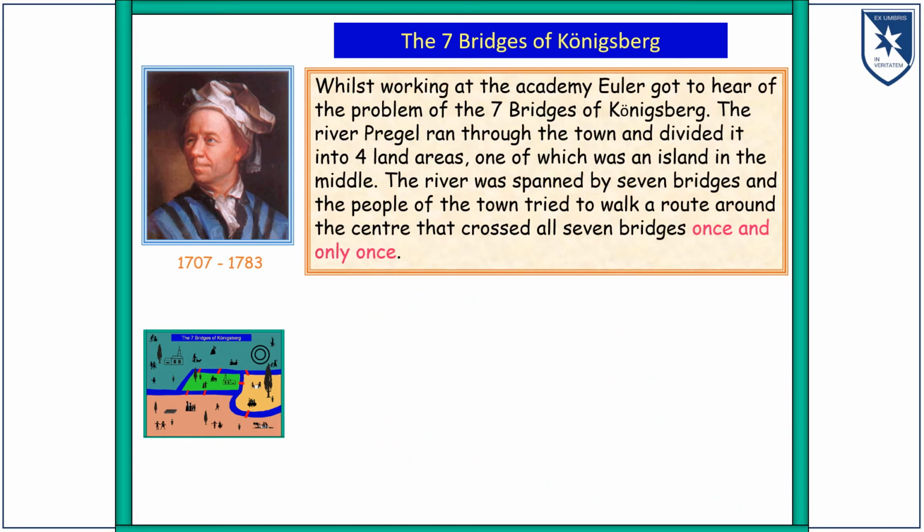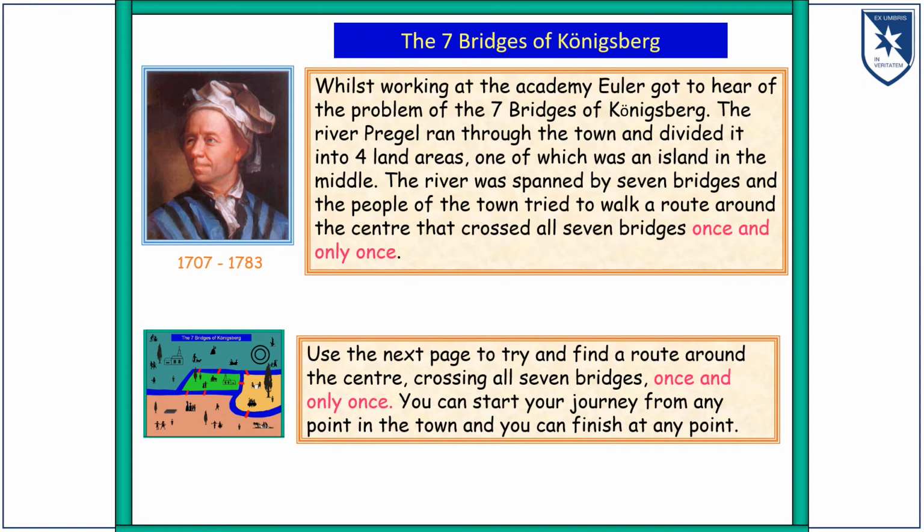Whilst working at the Academy, Euler got to hear of the problem of the 7 bridges of Königsberg. The River Pregel ran through the town and divided it into 4 land areas, one of which was an island in the middle. The river was spanned by 7 bridges, and the people of the town tried to walk a route around the centre that crossed all 7 bridges once and only once, a bit like our doodles. We're going to use the next page to try and find a route around the centre, crossing all 7 bridges once and only once. You can start your journey from any point in the town, and you can finish at any point.